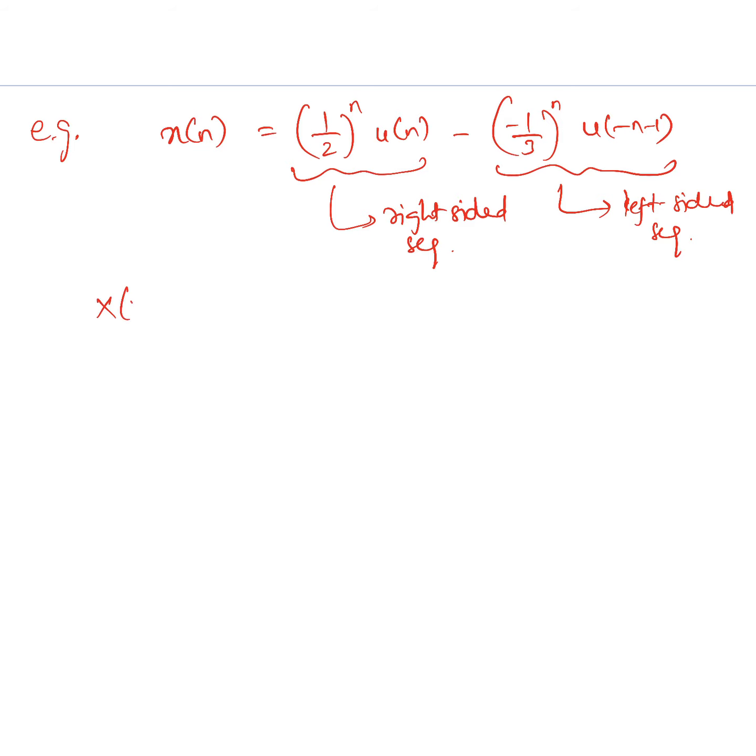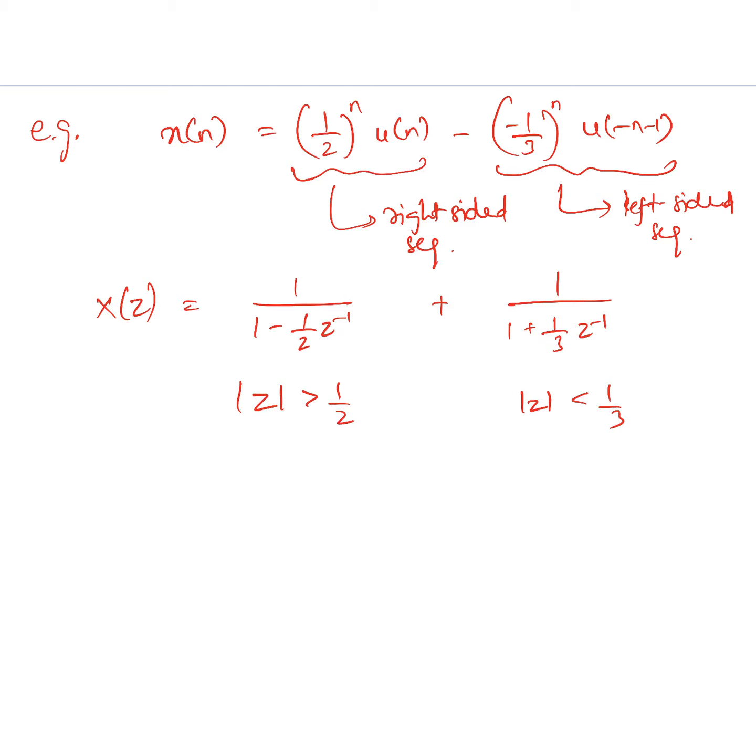So on computing X(z) for this sequence, we will get for the first part 1 over 1 minus 1/2 z inverse, whose ROC is mod of z greater than 1/2, and by using the same formula as we had seen here, plus the Z transform of the second term is 1 over 1 plus 1/3 z inverse, whose ROC would be mod of z less than 1/3.